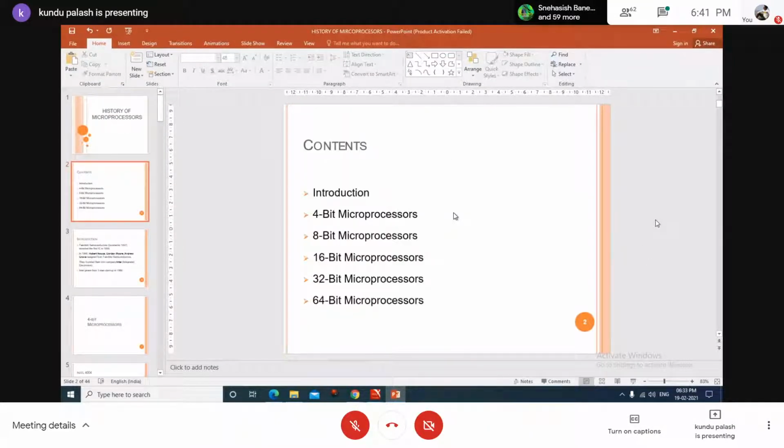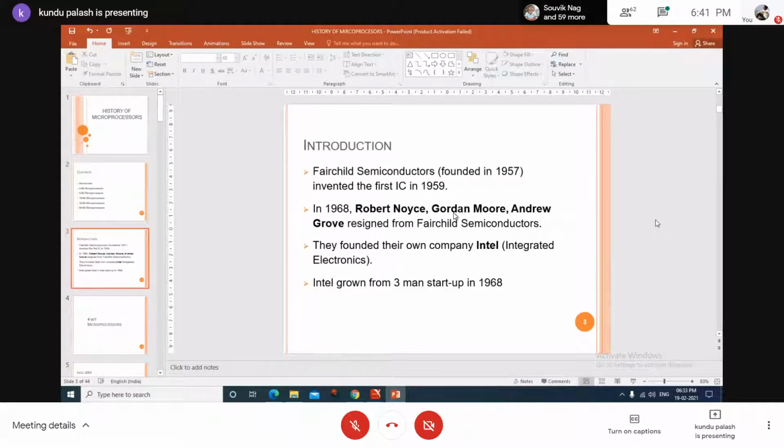Now, the origin of the microprocessor started in 1968 when three technologists, Robert Noyce, Gordon Moore, and Andrew Grove, who had designed at Fairchild Semiconductor Incorporation, USA, the leading integrated circuit manufacturer for manufacturing digital logic gates, formed a company called Intel. The abbreviation is Integrated Electronics. So in 1968 the roadmap started. But Fairchild Semiconductor, which was founded in 1957, invented the first kind of ICs using VLSI technology in 1959.